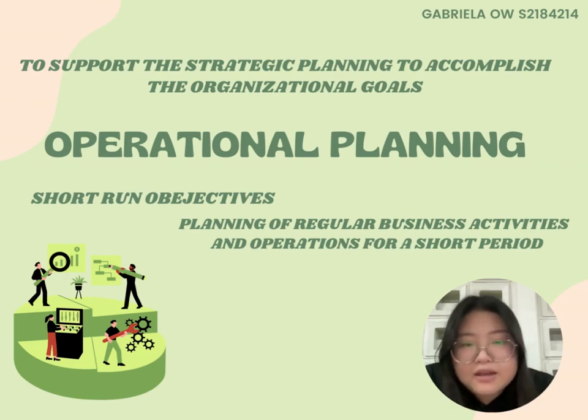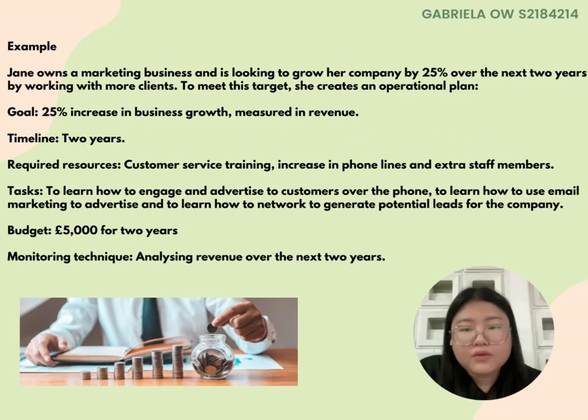It includes planning of regular business activities and operations for a short period. Under this process, the organization is classified into various departments, divisions, units, and centers for which planning is performed individually, which is aligned with the strategic planning to reach the organizational vision. So now I will give one example of an operational plan.